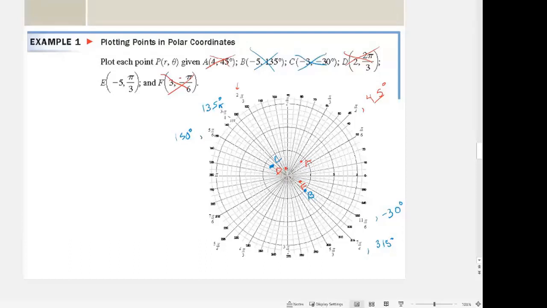And then E is π/3. That's up here, which is the same as 60 degrees. And so if we're going to the exact opposite side, so π/3 plus π, it's going to be 4π/3. That's right here. And then I go 5 in this direction, and this is point E. I've actually plotted every point. Just remember the negative r. If we were going in this direction, positive, then this direction is negative for r.